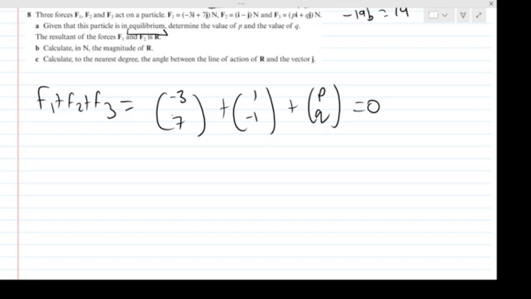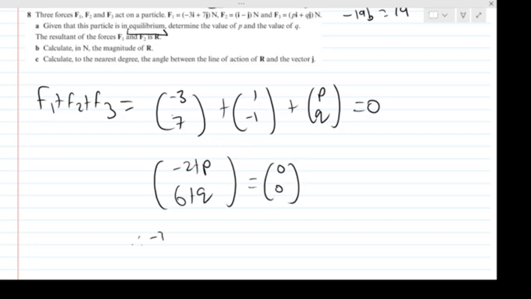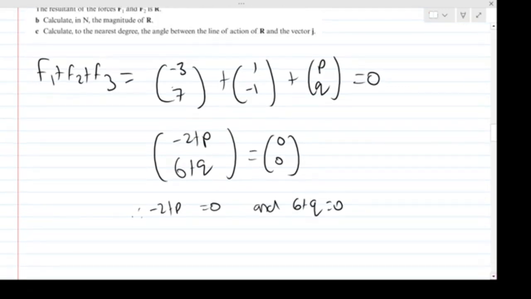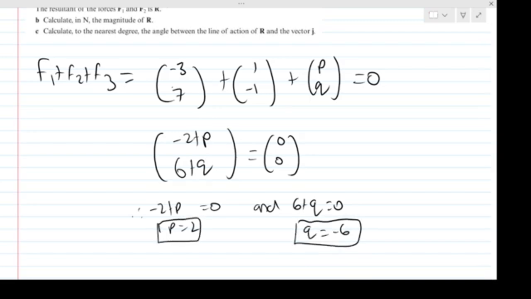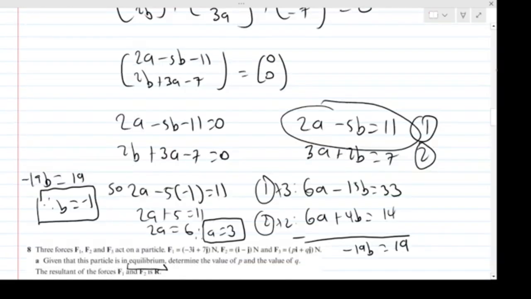If we then add these three columns, we get minus 3 and 1 and p, so that's going to be minus 2 and p. And then 7 minus 1 is 6, add q, equals 0, 0. Okay? Therefore, we get that minus 2 add p is 0, and 6 add q equals 0. Where we can solve each of these equations to get that p has to equal 2, and q has to be minus 6. So those are my values of p and q for part A there.